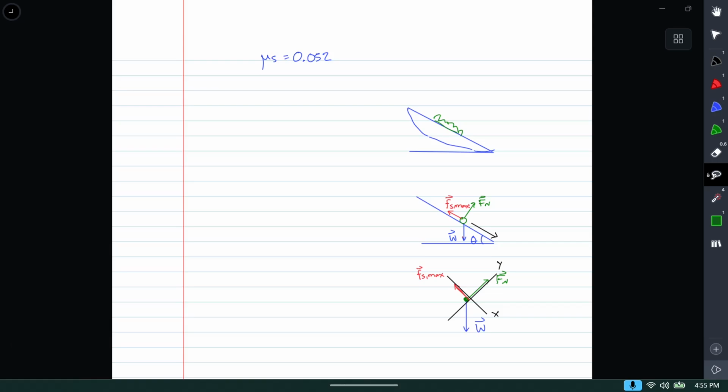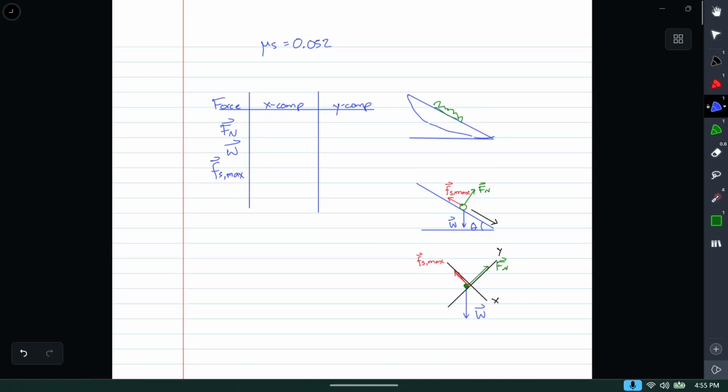And I need to get my components. So I've got normal force, I've got weight, I've got that static friction. And this is a tip for static, or knowing when it's maximum, because it takes some learning to get used to knowing when.